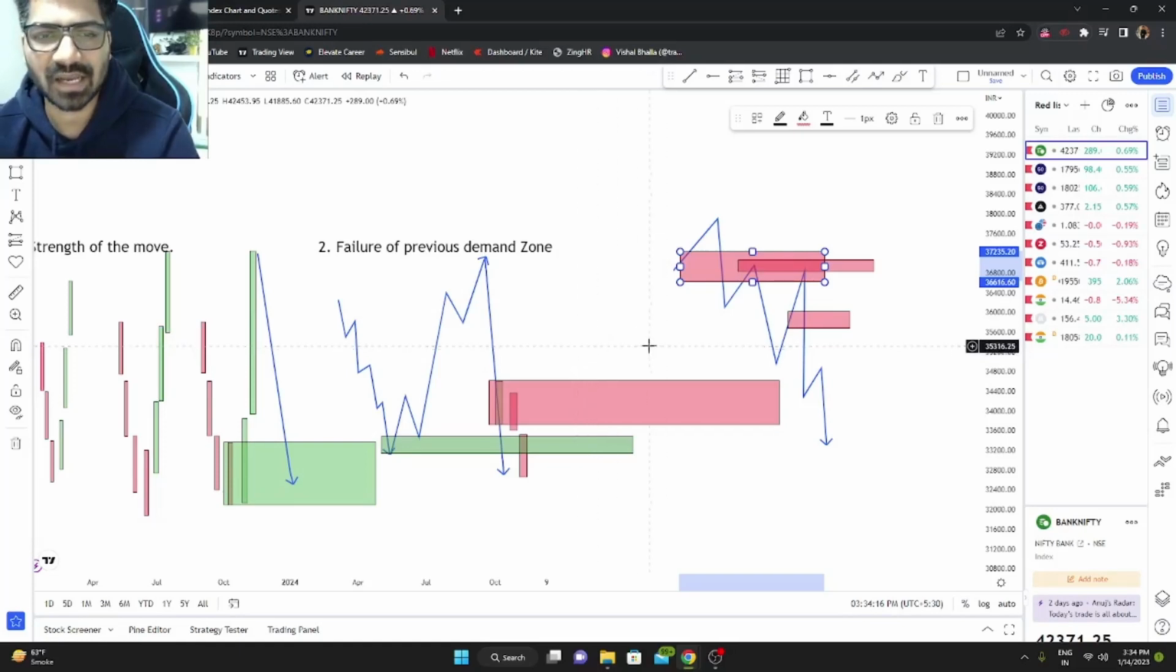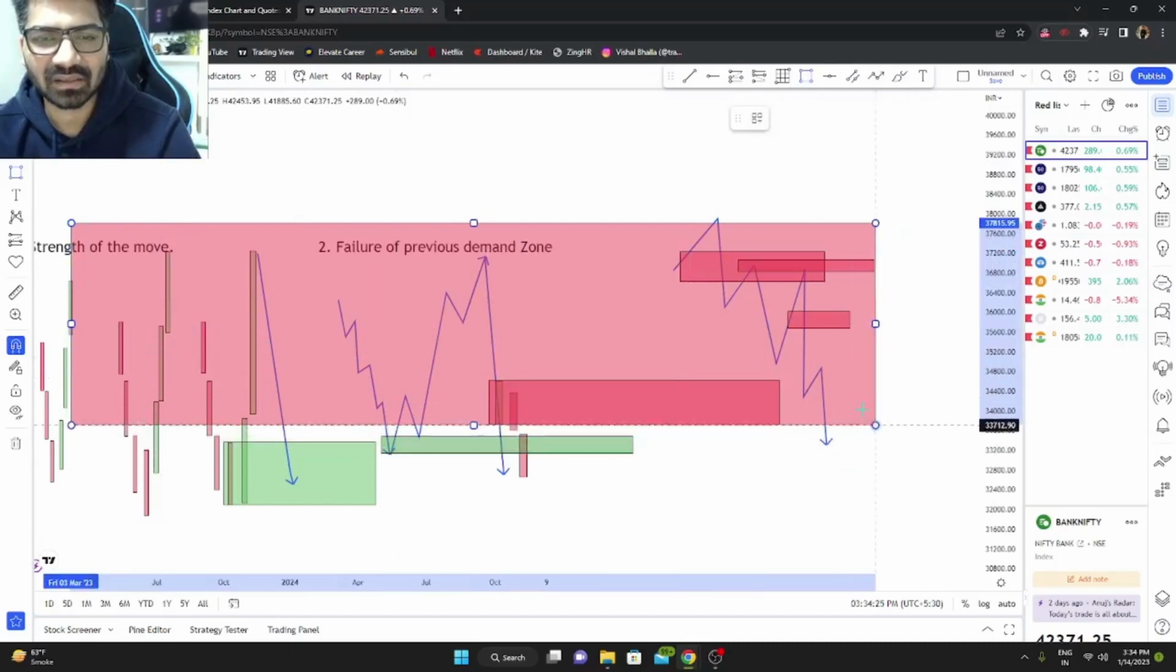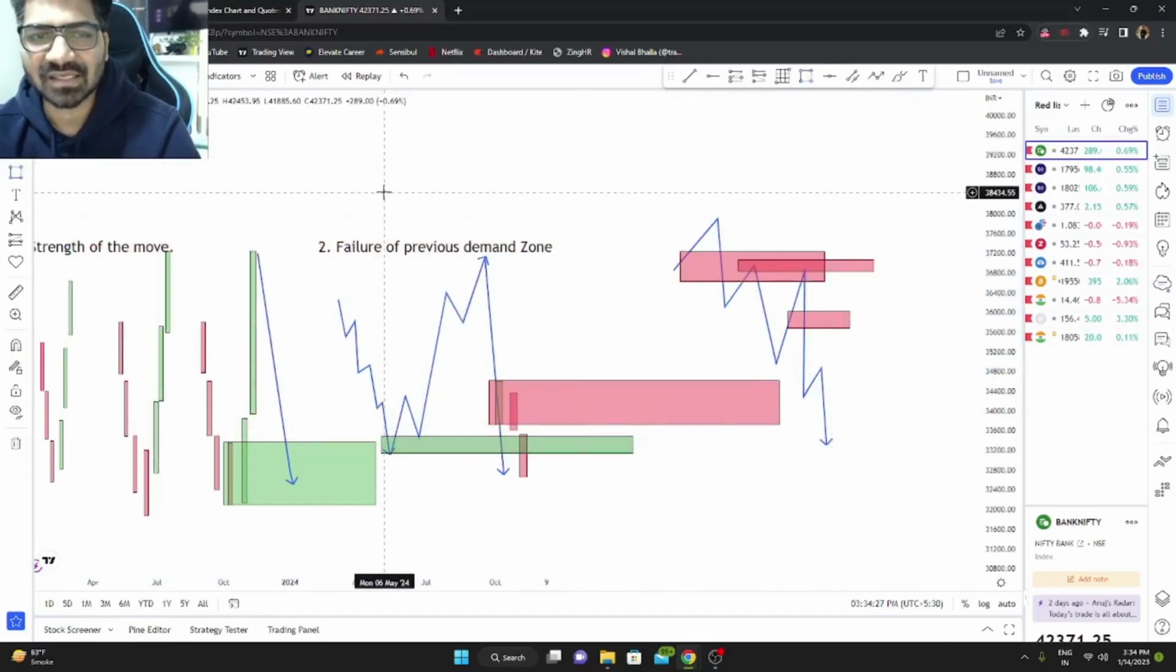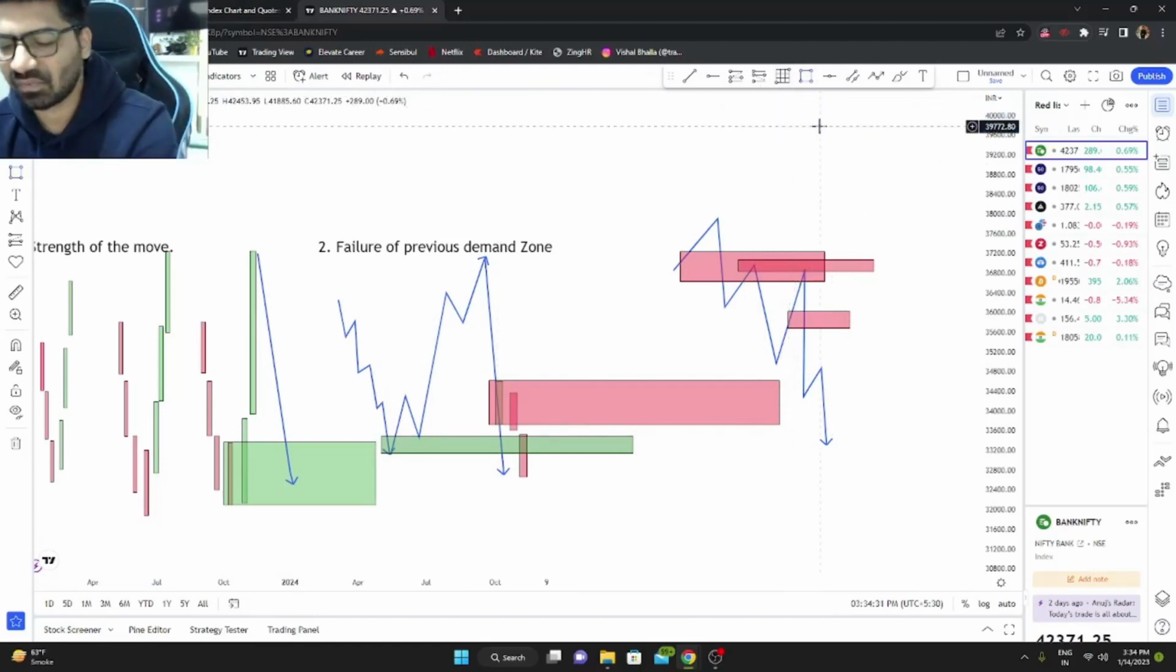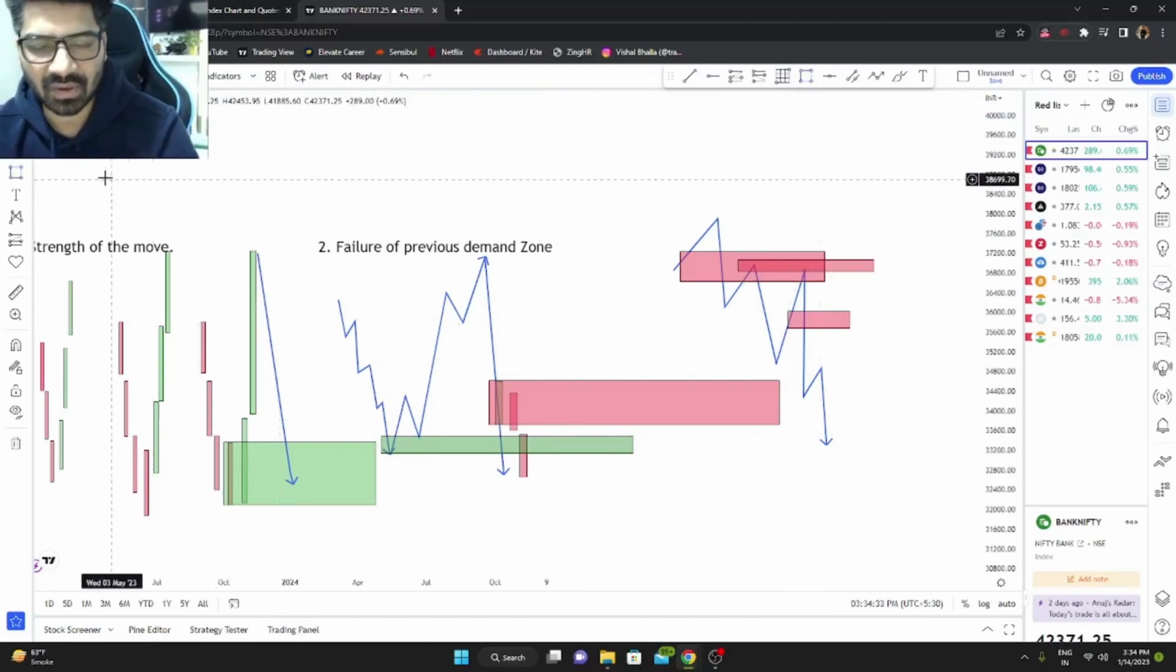Now I'll hop onto the charts and show you how exactly you can identify zones on the chart, because this is quite easy to understand on the diagrams, on the figures, but on the charts it becomes quite messy to identify good zones from where exactly the market has gone up or gone down.